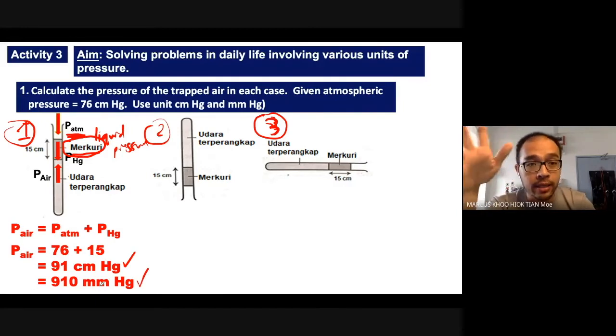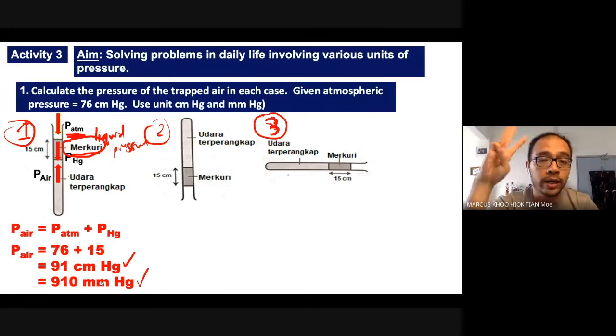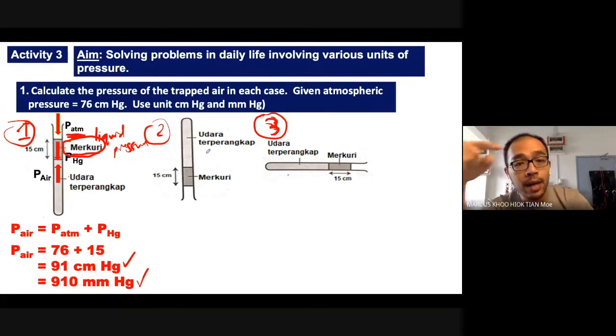Okay, but as I said, case number 1, case number 2, and case number 3 are 3 different cases. Okay, case number 1 is the atmospheric pressure plus the mercury is equals to the air. But now, case number 2, this is the important thing.